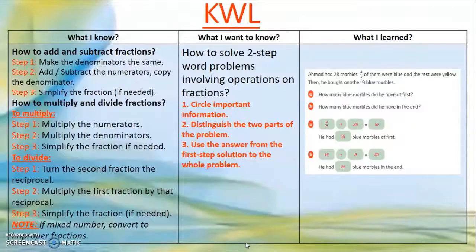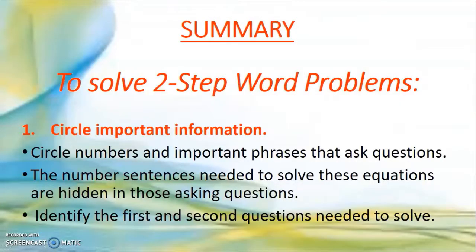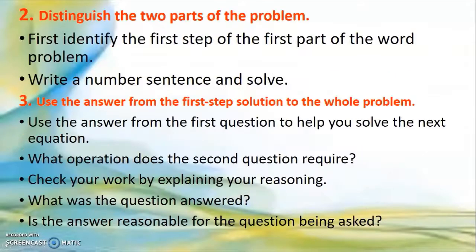So what did you learn in this lesson? You learned how to solve two-step word problems involving operations on fractions. To sum up our lesson, to solve two-step word problems, circle the important information, distinguish the two parts of the problem, and use the answer from the first step solution to solve the whole problem.